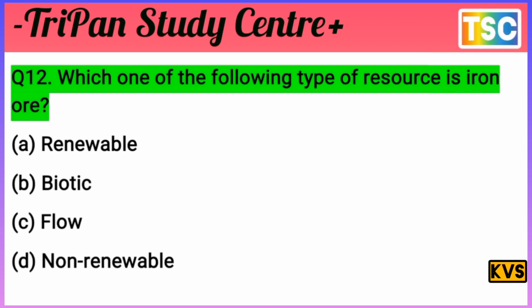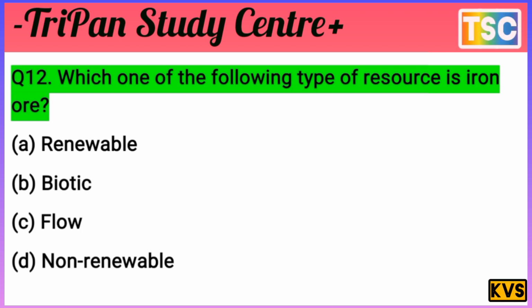The next question on your screen: which of the following types of resource is iron ore? That is a very important and interesting question. The options: first of all, renewable; biotic; flow; non-renewable. That's an important option. Take a few seconds. Think of your answer.